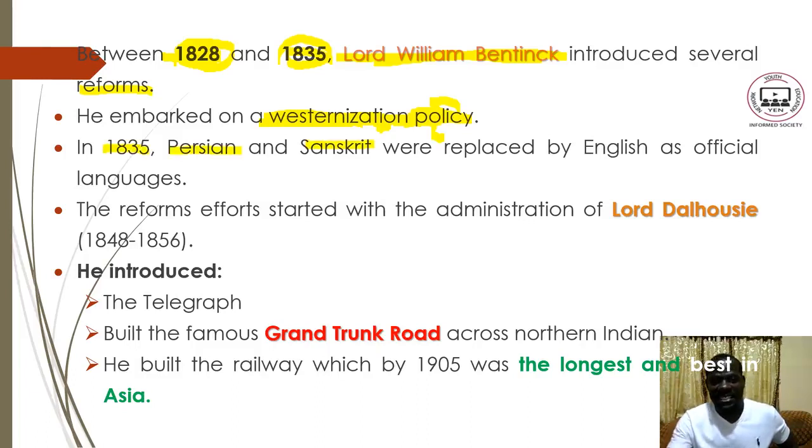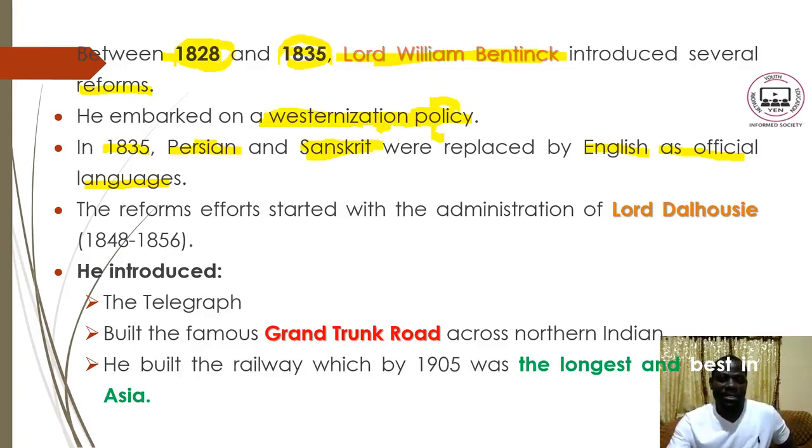So in 1835, Persian and Sanskrit, those were the languages, the official languages that were recognized by that time. So they were replaced by English as an official language. So those two languages, Persian and Sanskrit, they were replaced by English. So you can also see it there if the question is to say how did William Bentinck try to westernize India? So the first thing, he changed the official language from Persian or Sanskrit to English.